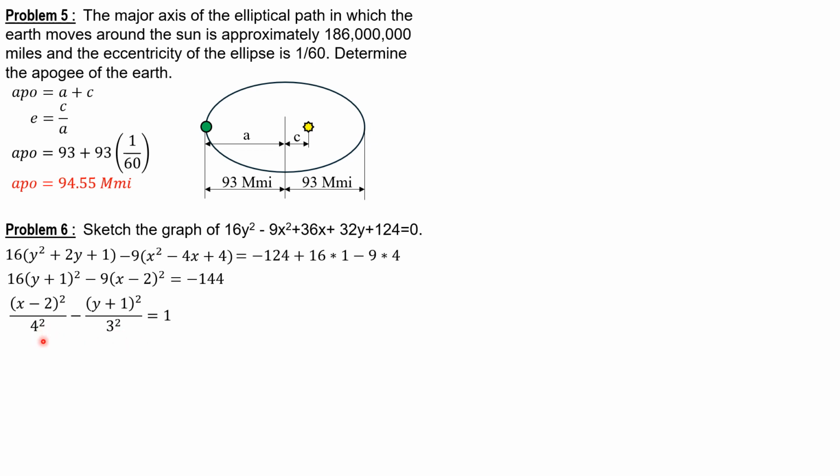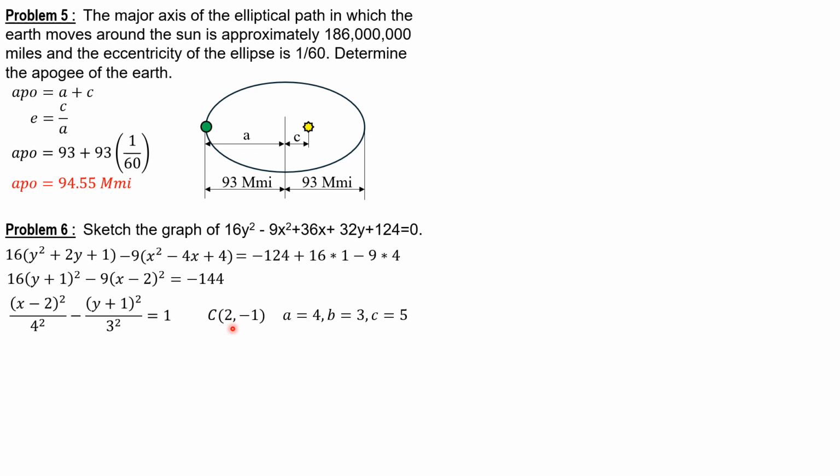So that means A is 4, B is 3, and C, which is the square root of A squared plus B squared, is 5. The center is 2 comma negative 1 first, then A is 4, B is 3, and C is 5, where 5 is the square root of A squared plus B squared for a hyperbola. So having located the center and the major axis parallel to the x-axis, we can locate the foci.